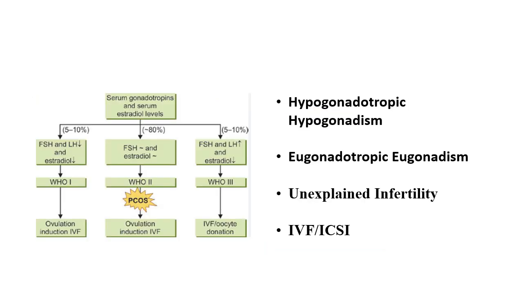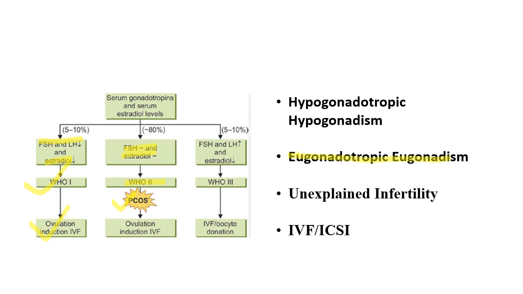Let's discuss the role of gonadotropin in detail in ovulation induction. As we all know, there are three types of anovulation. WHO type 1, in which LH and FSH are low and estradiol is also low, is known as hypogonadotropic hypogonadism, and this is the primary indication of ovulation induction by gonadotropin. The second one is WHO type 2 anovulation, the most common example being PCOS, in which FSH and estradiol are in the normal range. That's why it is known as eugonadotropic eugonadism.